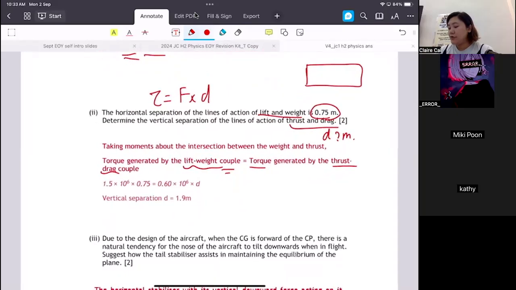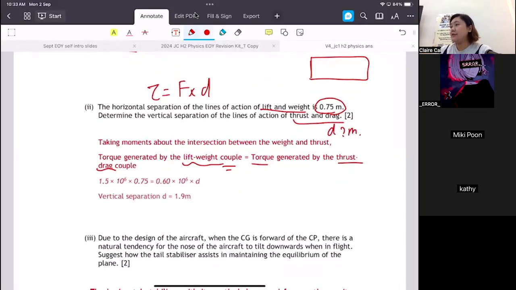Okay, if you look at part 3, because of the design, there's still a natural tendency for the nose to tilt downwards. So to balance it, how does the stabilizer assist? So if the nose tilts downwards, then the stabilizer will be put at the back. Then we can tilt it back from the other side, correct?